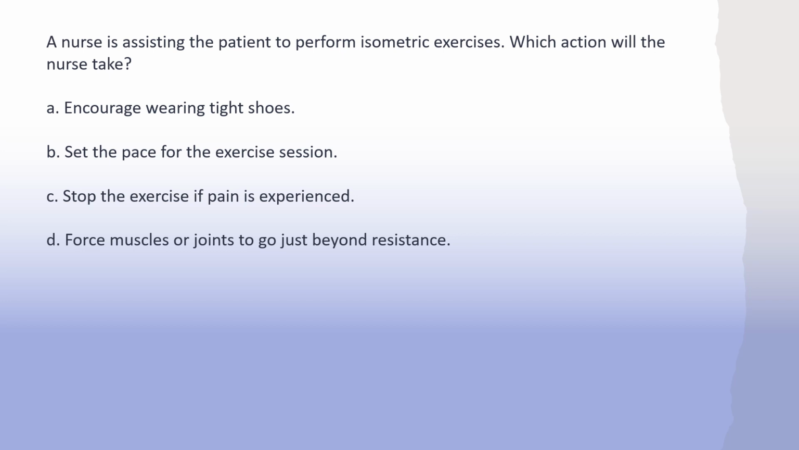A nurse is assisting the patient to perform isometric exercises. Which action will the nurse take? A. Encourage wearing tight shoes. B. Set the pace for the exercise session. C. Stop the exercise if pain is experienced. D. Force muscles or joints to go just beyond resistance.